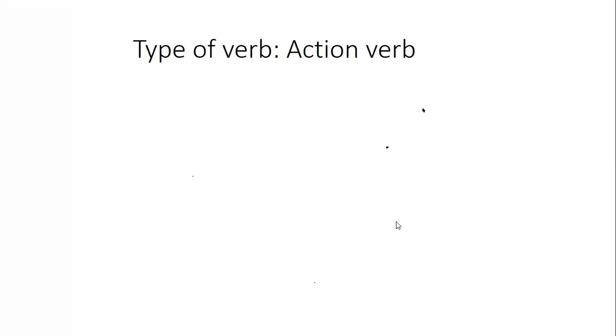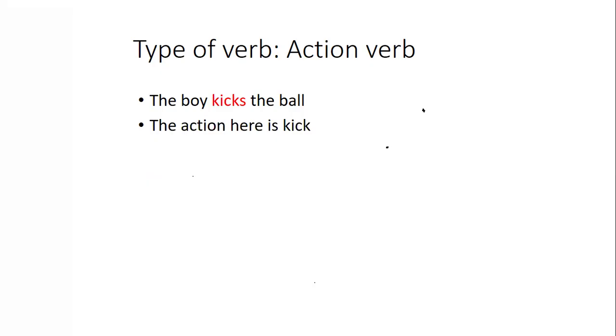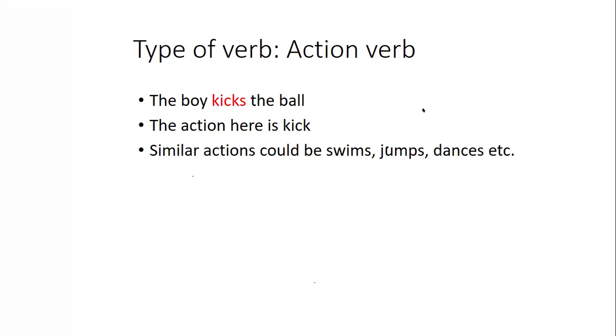What are action verbs? The boy kicks the ball. Here, the action is kick. He's kicking the ball. What action is he doing? What is he performing? So the action is kick. Similar actions could be the boy swims, the boy jumps, the girl dances, right? So the action which is being done is swimming, jumping, and dancing. Action verbs display the action that is being done by the subject. That is action verb.